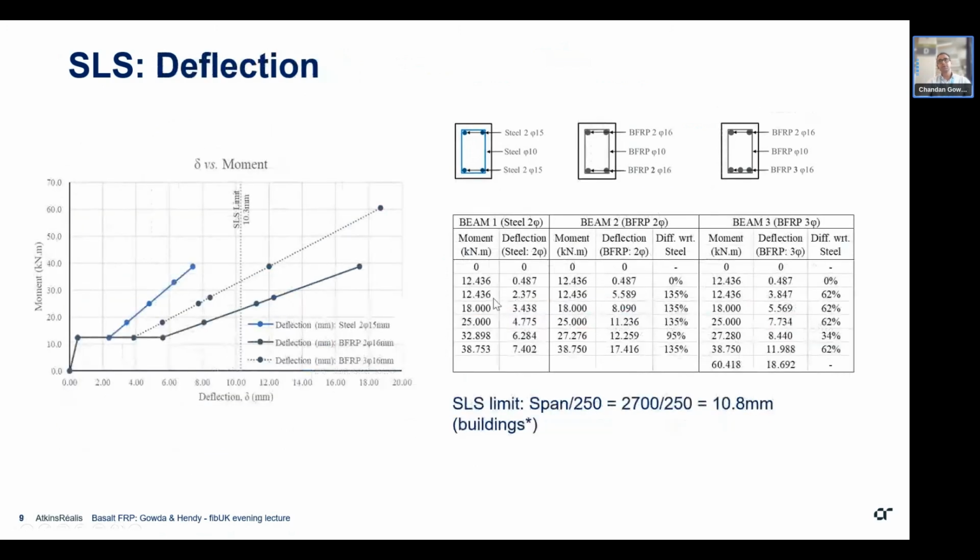In terms of deflection, on average, the second reinforced beam is lower by 135%, whereas the higher reinforced beam improves, but it's still not that great. We are still lower by 62%. And this goes back to the point of the modulus of elasticity, where the modulus of elasticity of the BFRP material is 1/3 that of steel reinforcement.